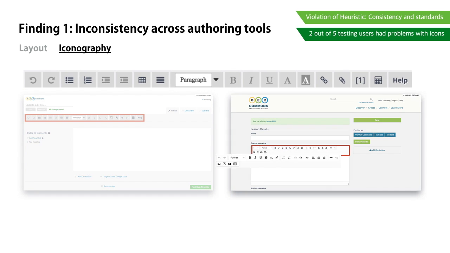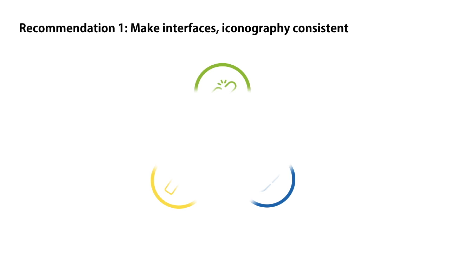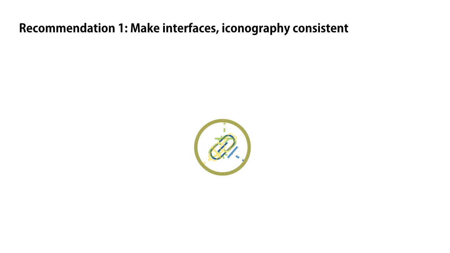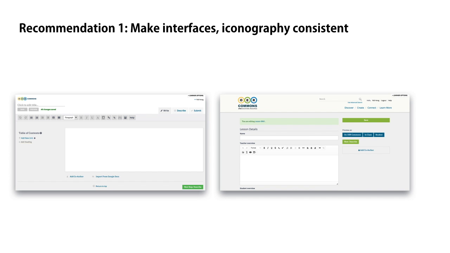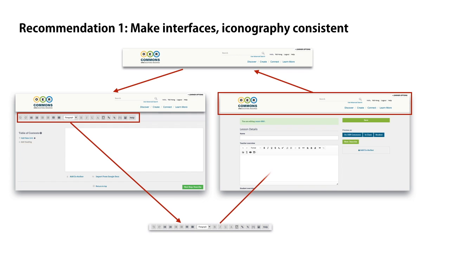The inconsistency between the layout and iconography of each tool could be problematic for users, as they will become accustomed to using one system first and then face a learning curve when they attempt to use the other. For this problem, we proposed to make interfaces and iconography consistent to increase usability and reduce the learning curve for users that want to switch between tools. For example, OER Commons could apply the site's navigation bar to all authoring tools, or adopt a unified set of icons for all authoring tools.